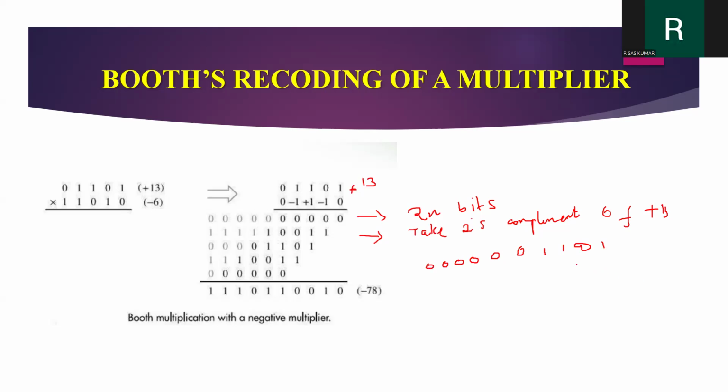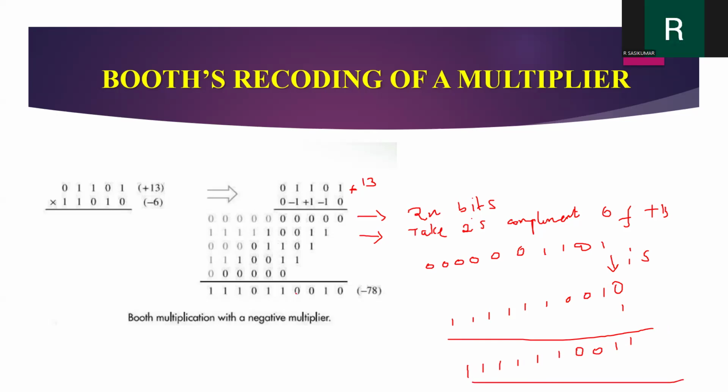Now how to take 2's complement? You take 1's complement first. So 1 means 0, 0 means 1, 1 means 0, 1 means 0, 0 means 1, and the rest 1, 1, 1, 1, 1. And add 1 at LSB. So 1, 1, 0, 0, 1, 1, 1, 1, 1, 1. So totally 10 bits. So 6 ones, double zero, double one. So this is a way to write.